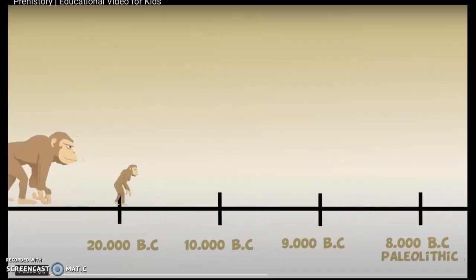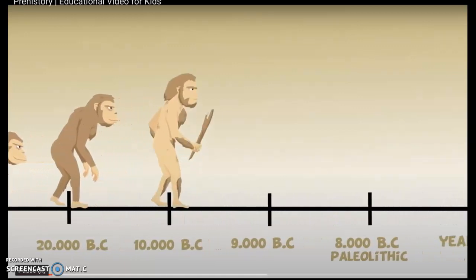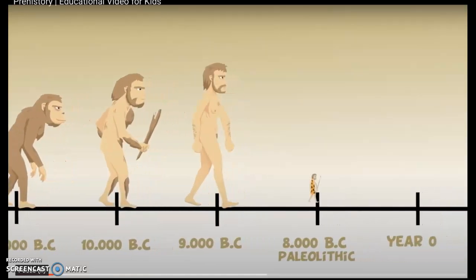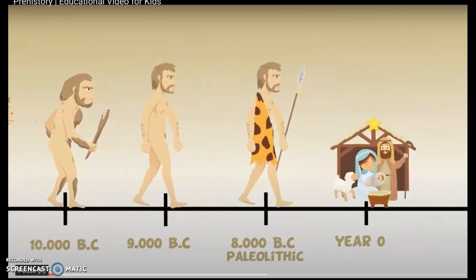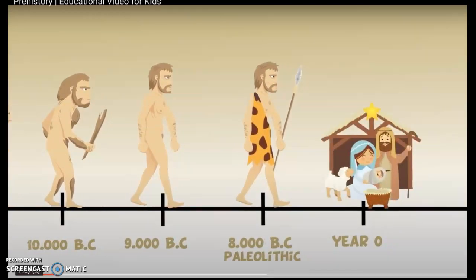The Paleolithic begins with the appearance of the first human beings and ends 8,000 years before Christ. Remember, this is a timeline. It's a straight line. It shows different dates. Before Common Era, it shows different images on this timeline.